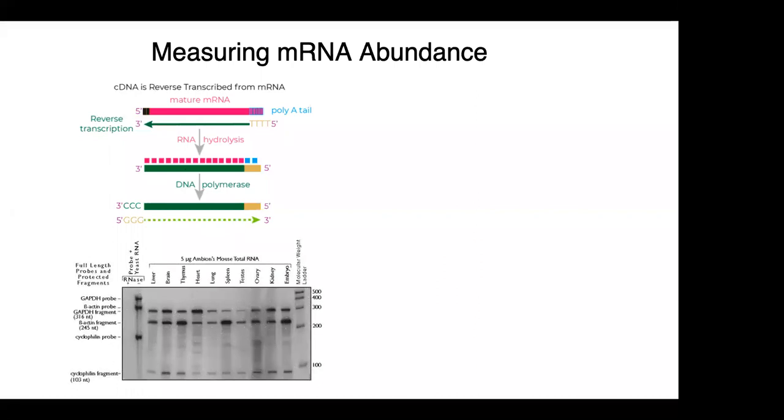Another method is northern blotting. In northern blotting, an RNA sample is digested into fragments. Then they are separated by size. As you see in this gel image, you see different sizes. So the RNA samples are digested into fragments, and then they are separated by size using gel electrophoresis. Then they are transferred to a membrane that can probe or test the presence of the RNA transcript.